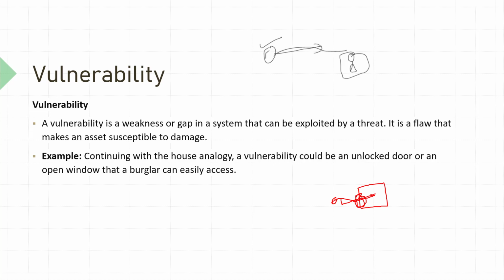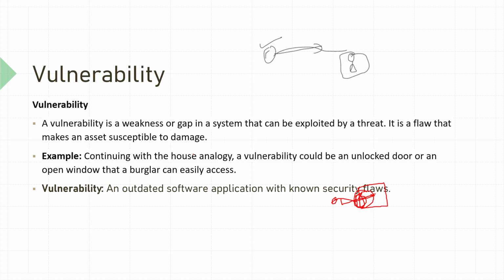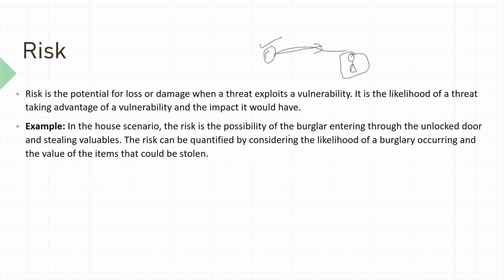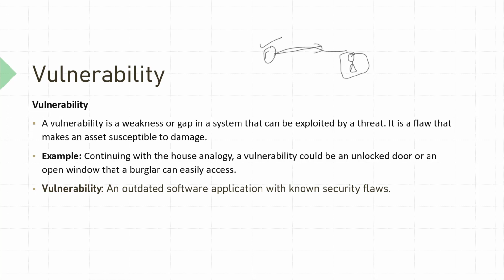We cannot predict when they're going to attack, but we can control the weakness we have, so we should close the door and all that. That's an important part. The technical definition of a vulnerability is outdated software or a weak password that persists in the asset. That is basically called a vulnerability.